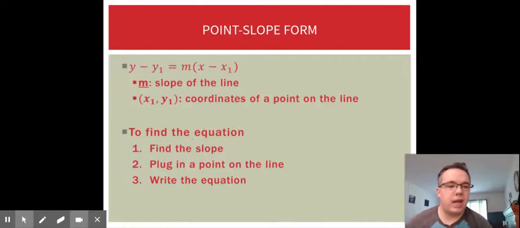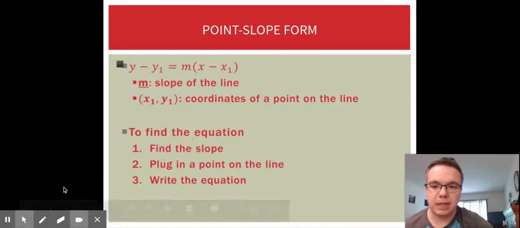The other form of a line we're going to talk about is point-slope form. What's nice about point-slope form is we can use any point we're given, not just the y-intercept and the slope of the line. So we're still going to find the slope, and then we're going to plug in one of the points that are on the line, and we're going to write our equation. We're going to take our y minus our y-coordinate, and set it equal to our slope times x minus an x-coordinate.